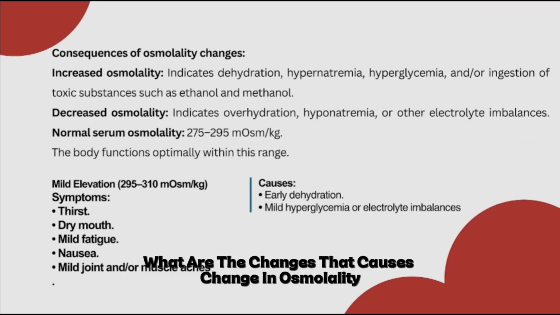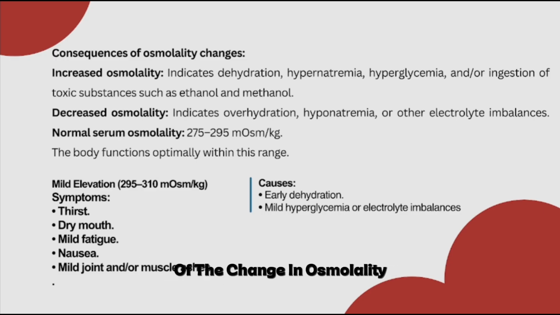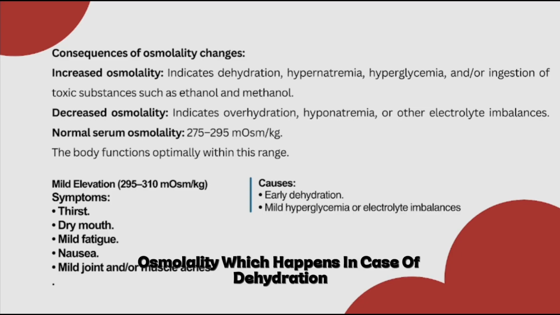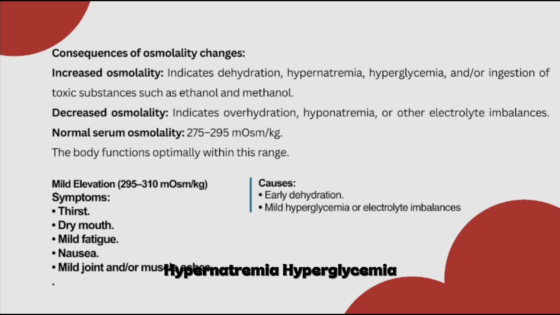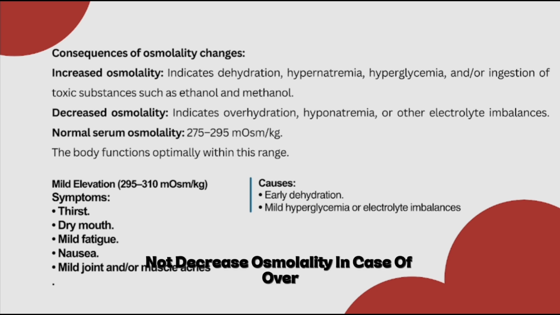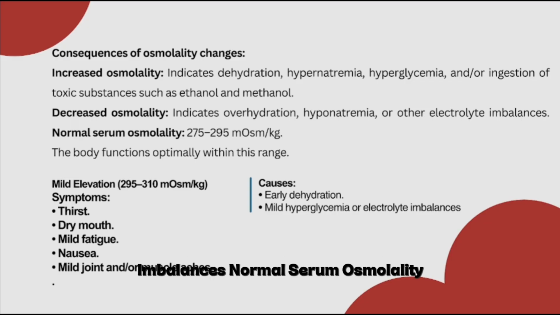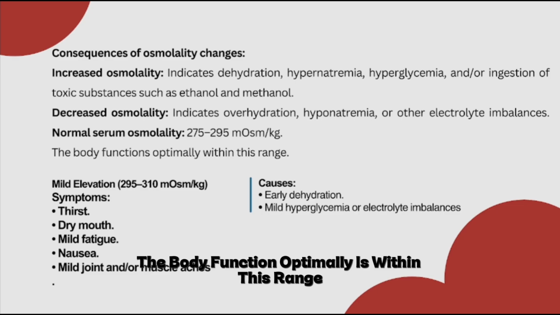What are the changes that cause change in osmolality, and what are the consequences of the change in osmolality? So there is an increase in osmolality, which happens in case of dehydration, hypernatremia, hyperglycemia, ingestion of toxic substances such as ethanol or methanol. Now decrease in osmolality in case of overhydration, hyponatremia and other electrolyte imbalances. Normal serum osmolality is 275 to 295 milliosmol per kg. The body functions optimally within this range.